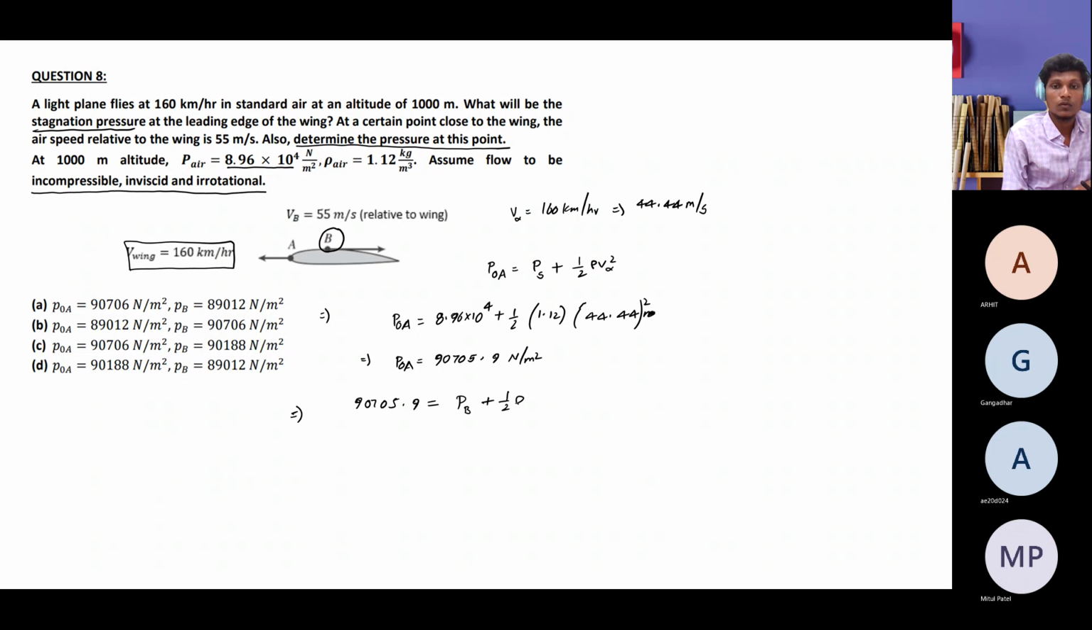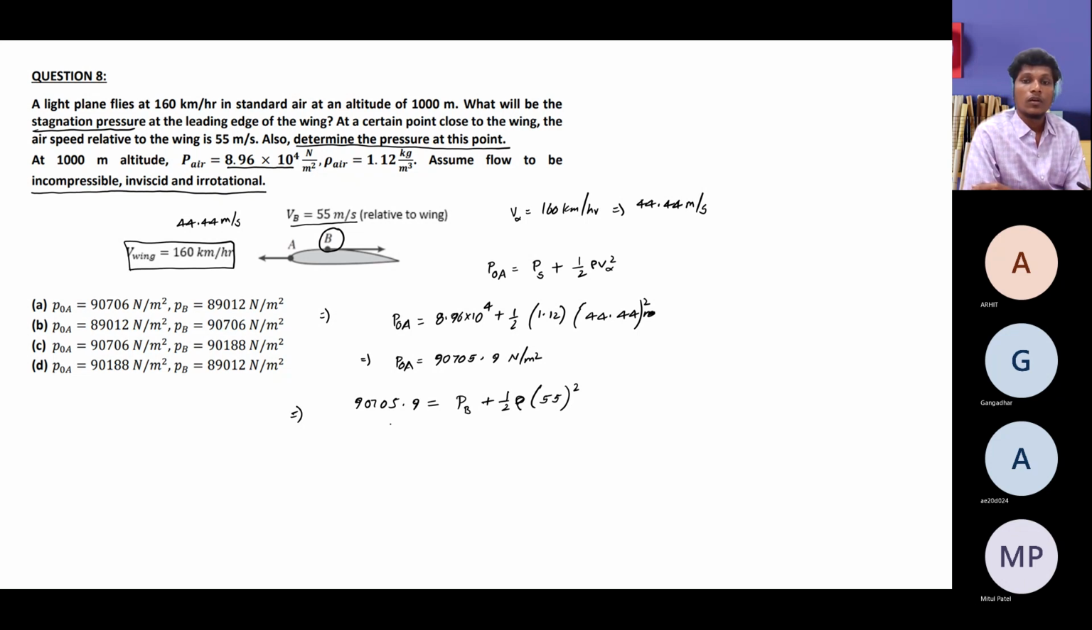plus half rho. We have velocity at B as 55 meters per second, and according to Bernoulli, it is half rho V square with 55 squared. Please note that the free stream velocity is 44.44 meters per second, and the velocity at B is 55 meters per second, right?